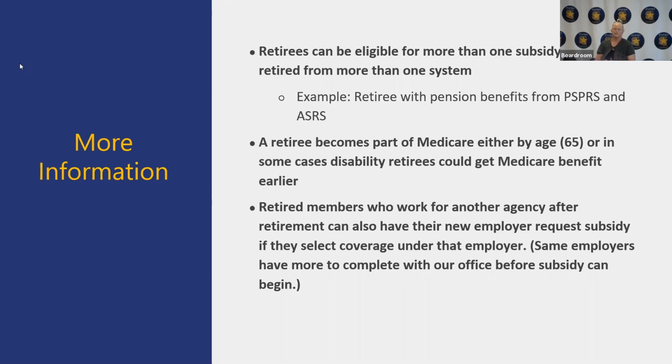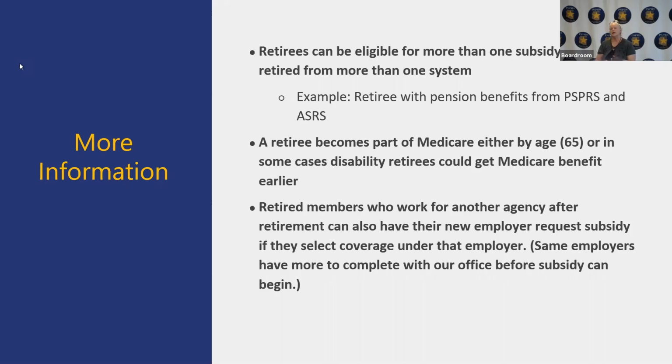As I mentioned previously, when a member is age 65, traditionally that means they're eligible for Medicare. Our office, just in case anyone is wondering, does send out communication to all of our members, regardless of what insurance they're on, at least 2 months prior to them turning 65, to let them know that subsidy will be dropping. Retired members who work for another agency can also have that agency submit a request for subsidy.